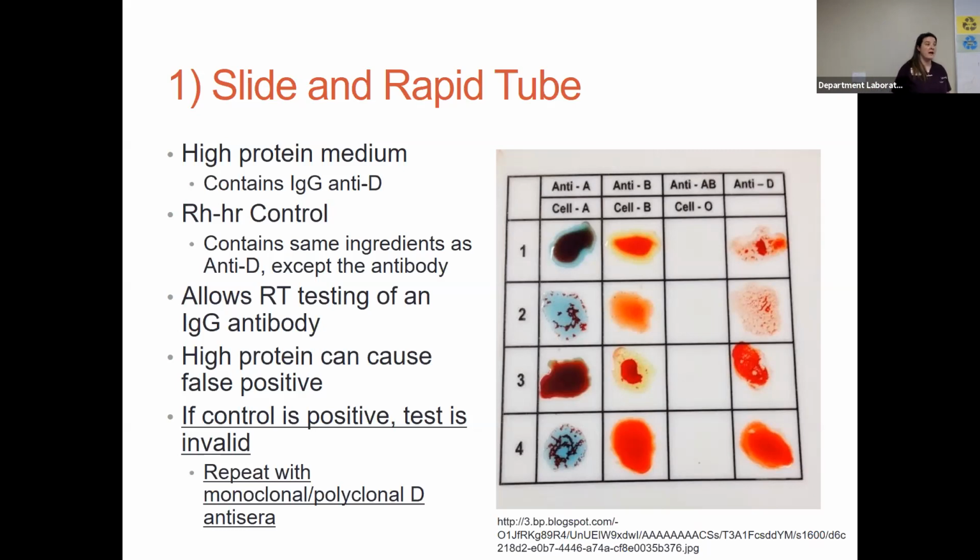Sometimes you will use a Rh control. And the reason for that used to be because of the use of high protein reagents. Remember that high protein can cause false positives. All right, so usually we would add a control in there just to make sure that our reagents were not causing the positive reactions. All right, and so you guys in the 9B lab, we will always use an Rh control. And what that means is the Rh control contains everything that is in your anti-D reagent except the antibody. All right, so it has all of your diluent, everything is the same except it lacks the antibody.